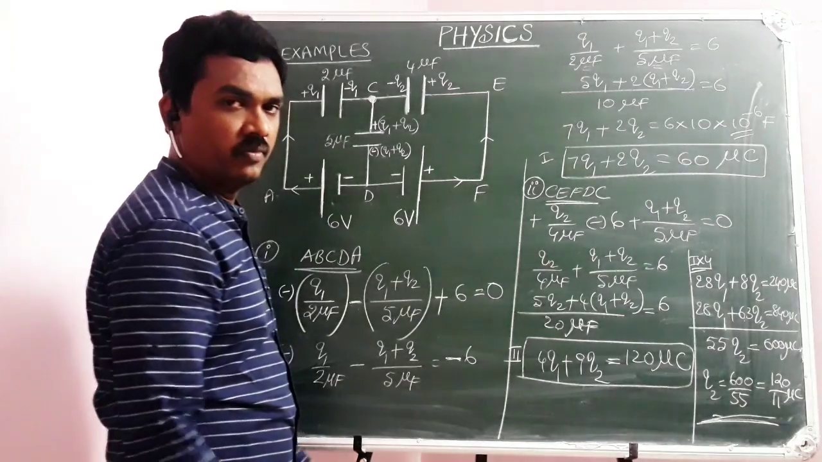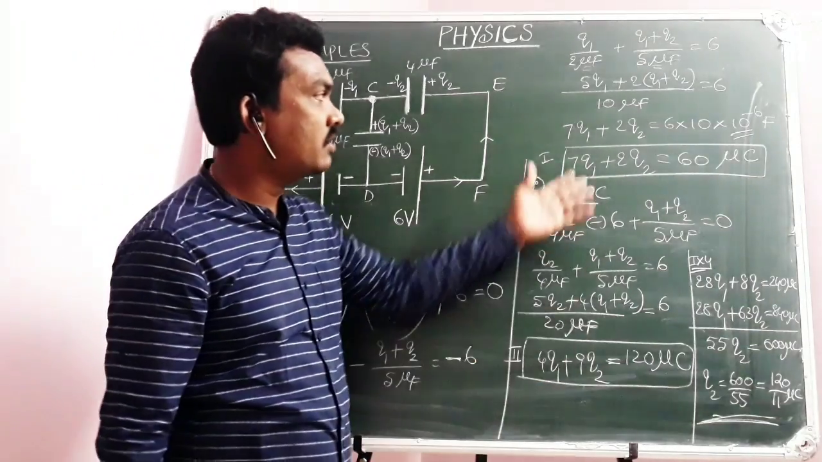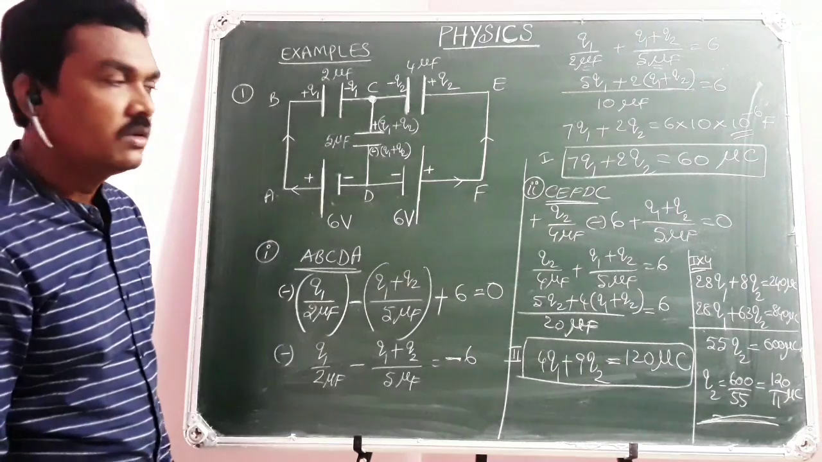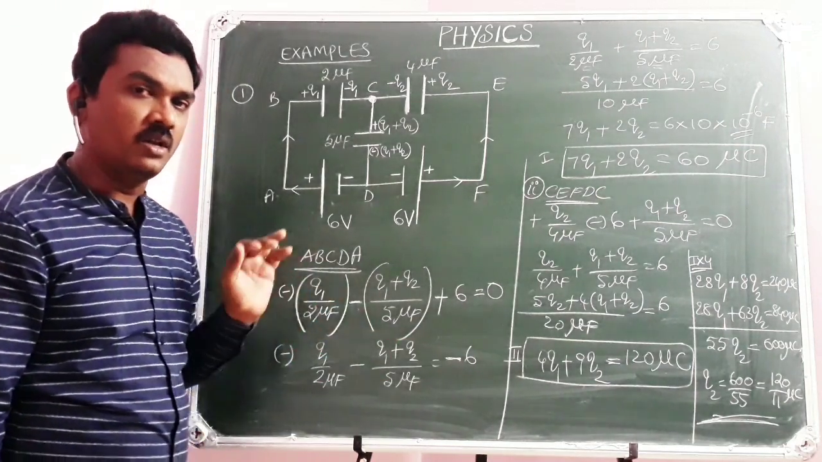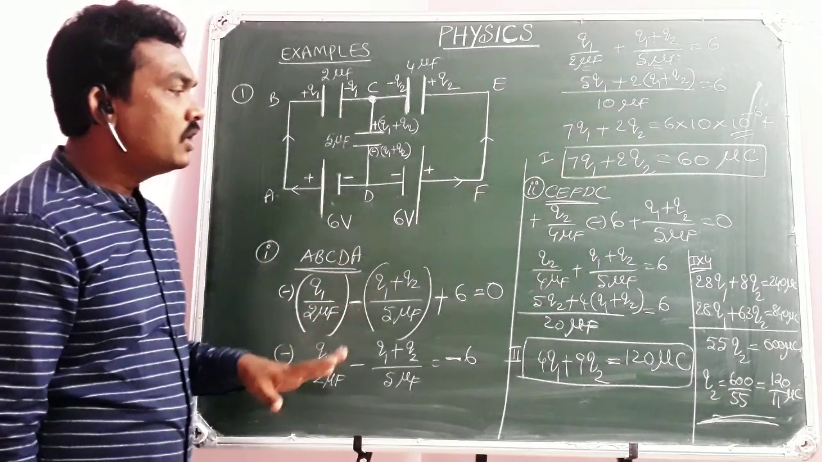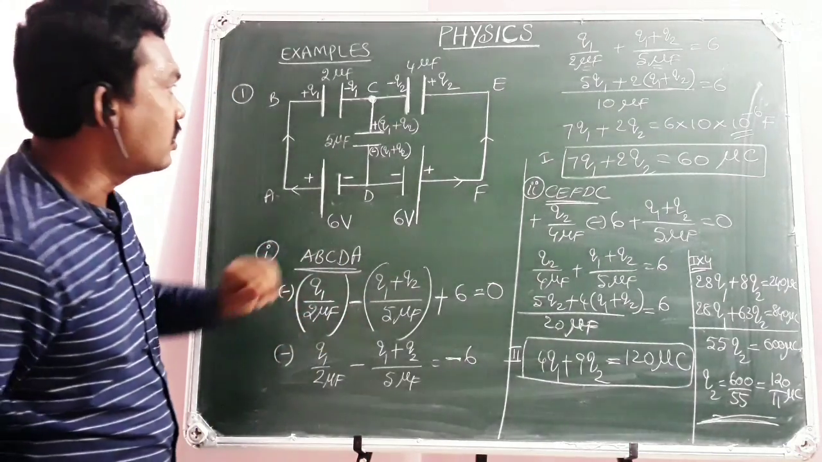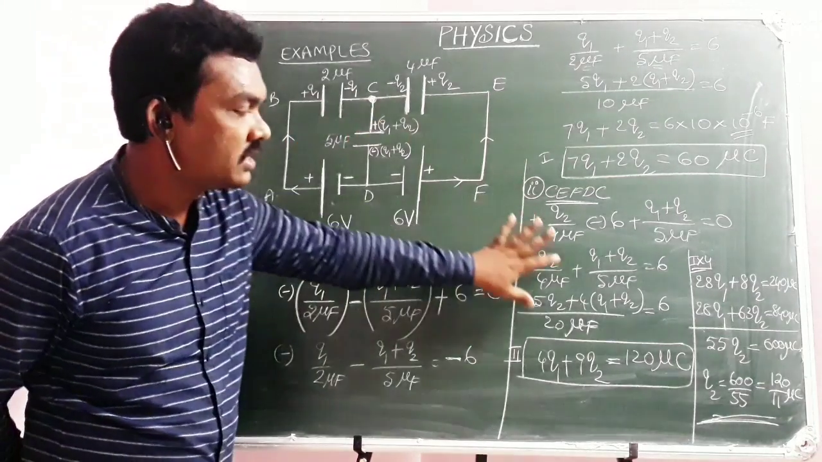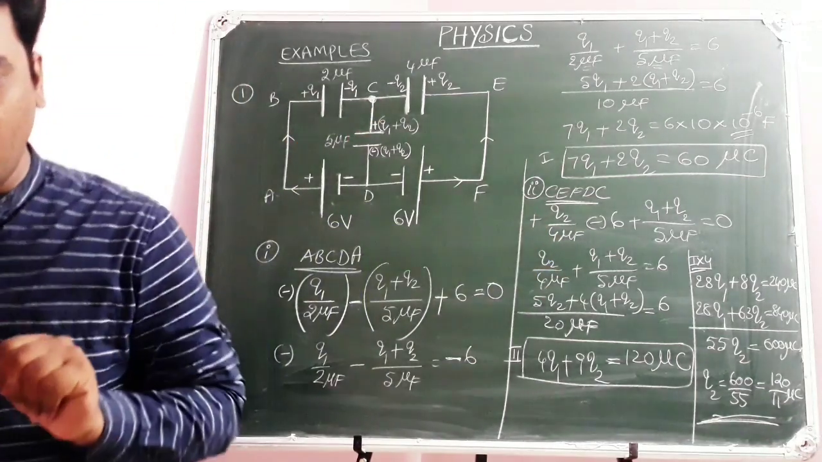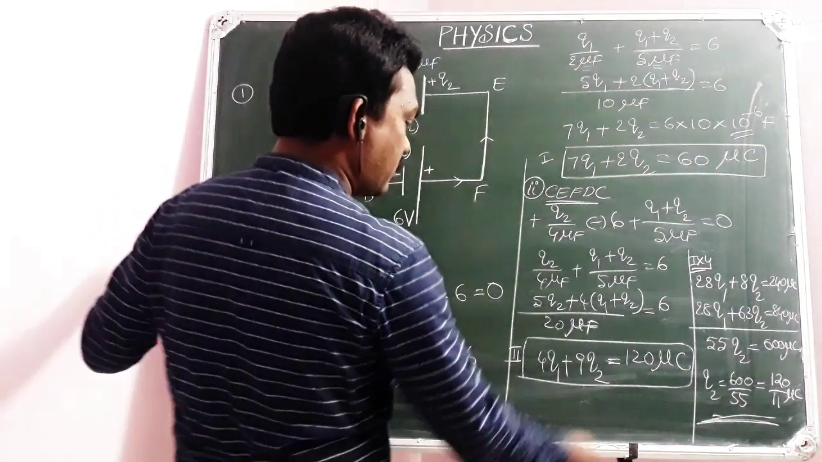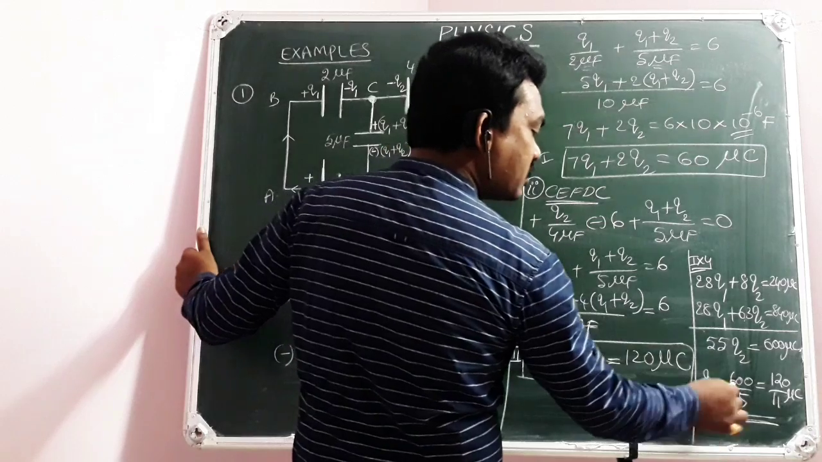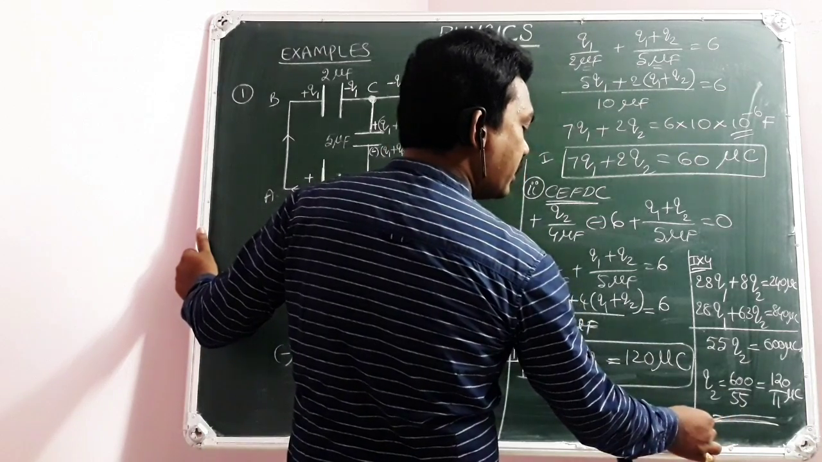Can you get Q1? Yes, if you substitute in any one of the equations, you can get Q1. So hope you will be able to calculate Q1. Finally, you will be able to know the values of Q1 and Q2 from this calculation. If you wish, let me tell you, even Q2 value is 120, one minute, 60 by 11 microcoulombs. Sorry, Q2 I have written, another 60 by 11. Q1 value, shall I write here?